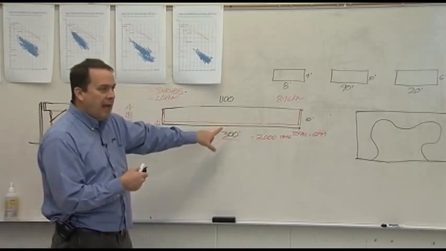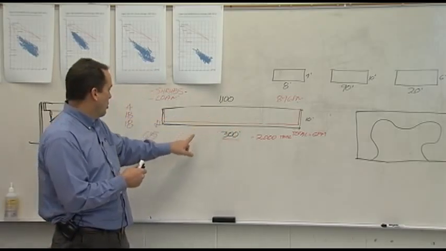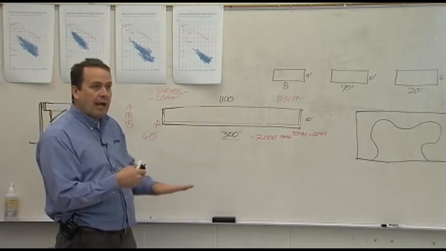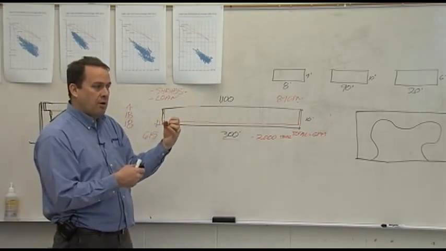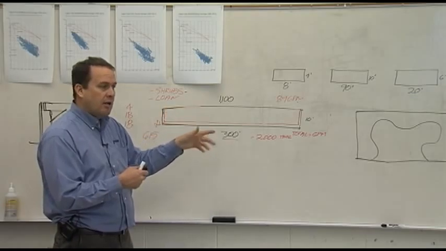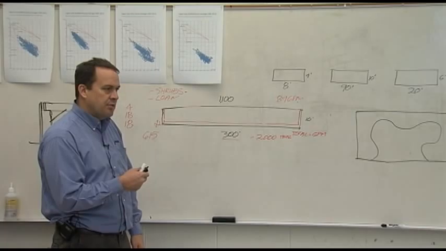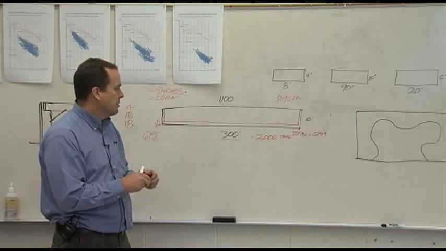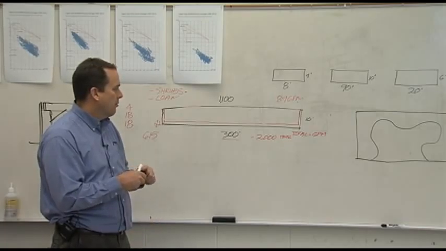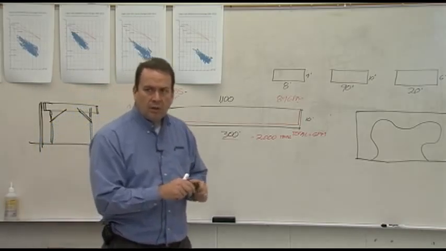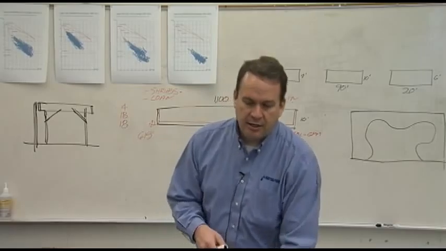Now, what would impact this being longer or shorter? If this was going up a hill, then it would be shorter. If it was going down a hill, it could be longer. So take that into consideration when you're dealing with slopes. Okay? So are we good there?